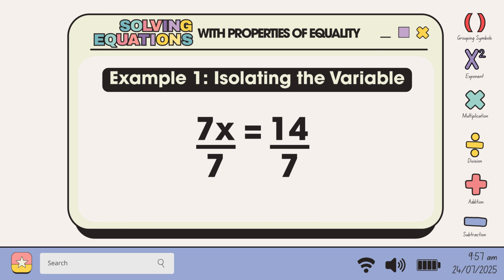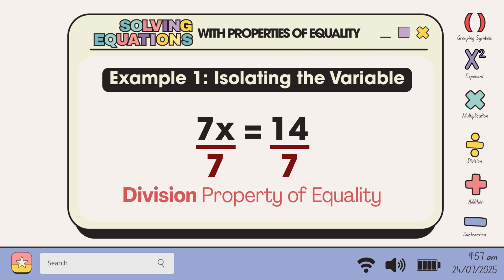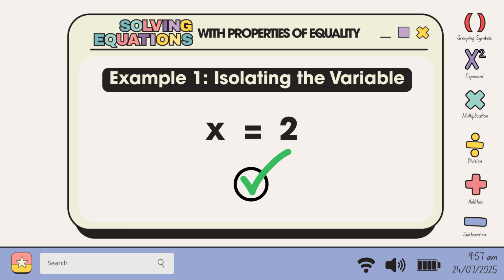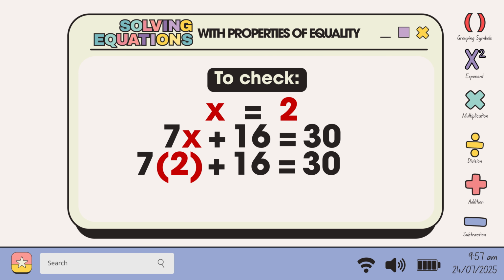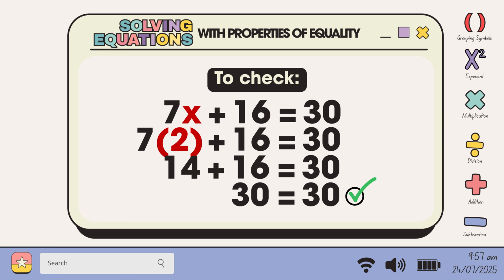Next, to get x by itself, we divide both sides by 7 using the division property of equality. We find that x = 2. Always check your solution. Substitute 2 back into the original equation. 7 times 2 plus 16 becomes 14 plus 16, and 30 = 30. Our answer is correct.